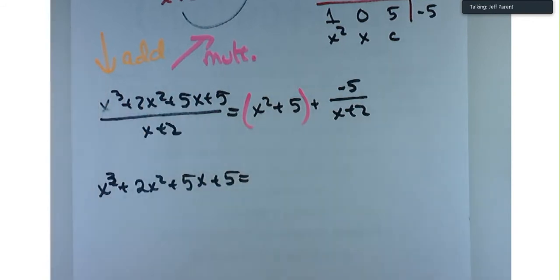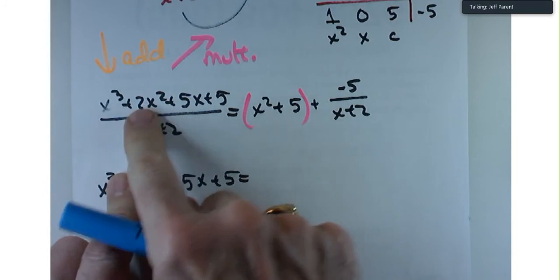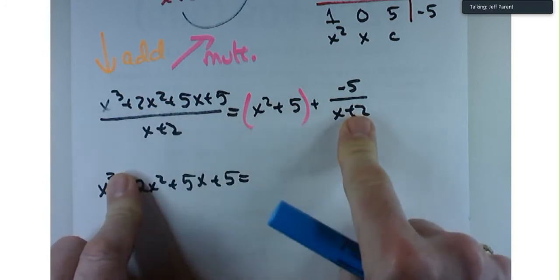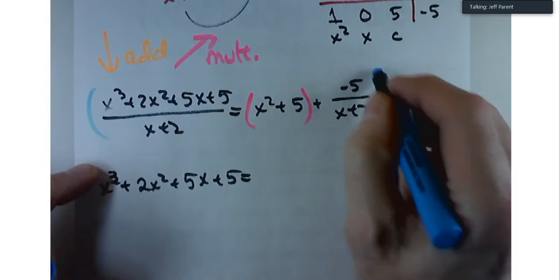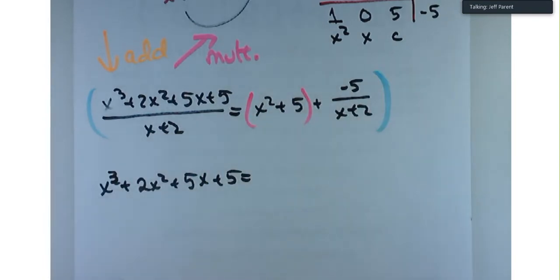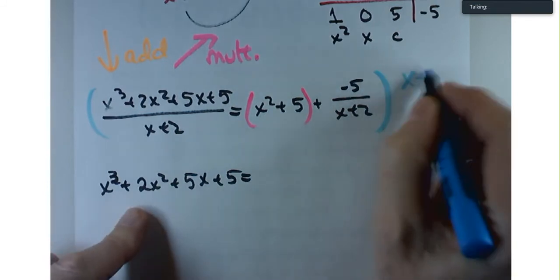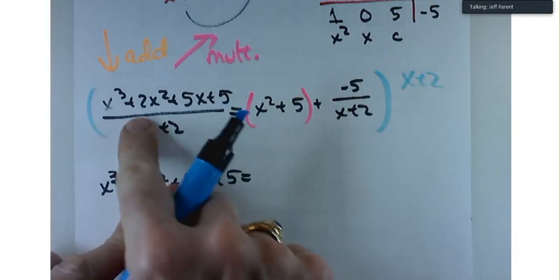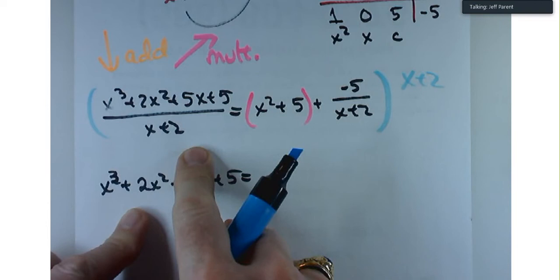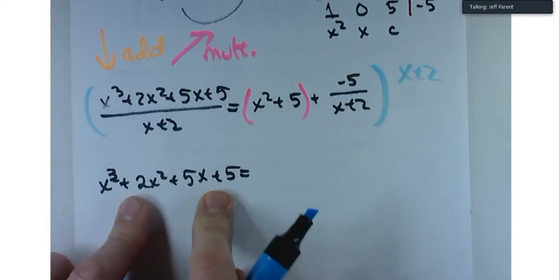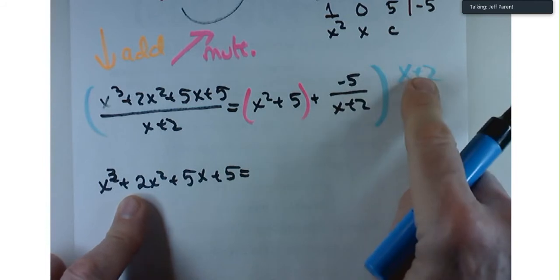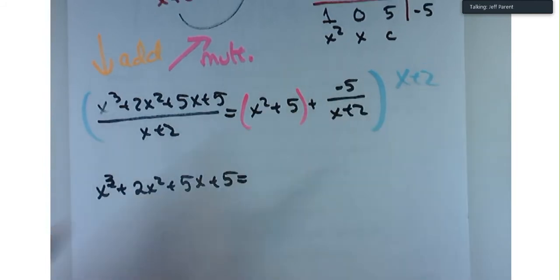Let me go back and take a look at this. If I multiplied both sides of this by, say, x plus 2, let's try and visualize what's going to happen. On the left-hand side, that'll cancel out altogether, right? X plus 2 times this, the denominators are canceled, I'll just be left with this. Here, I'll have x plus 2 times this. So let me write that there.